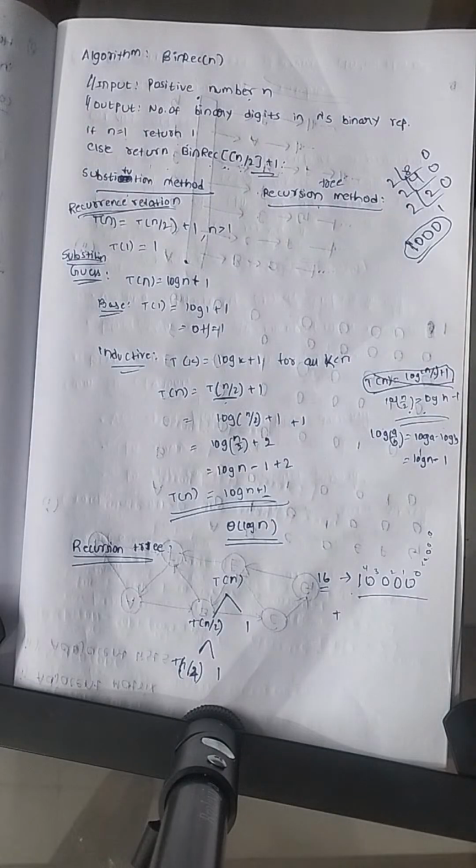Here you can doubt: I got log n plus 1, but I have written only big theta of log n. How, bro? See, simple. If you learned proportionality in maths, constants will be removed. We just have to write the dominant term and drop the remaining terms. So T of n is directly proportional to log n. So the time complexity of the above algorithm using the substitution method is log n.